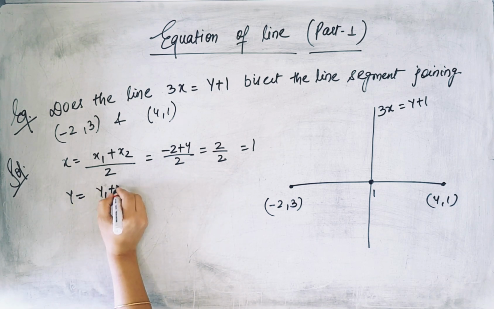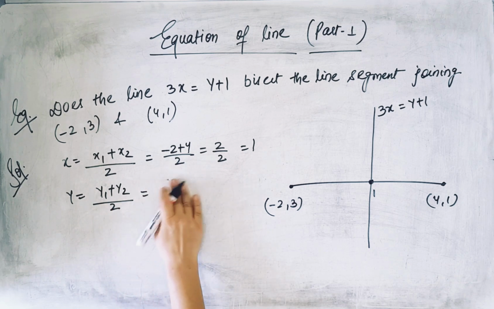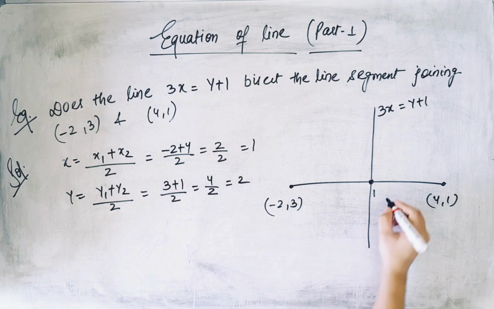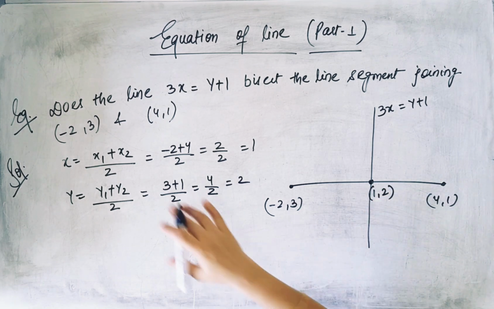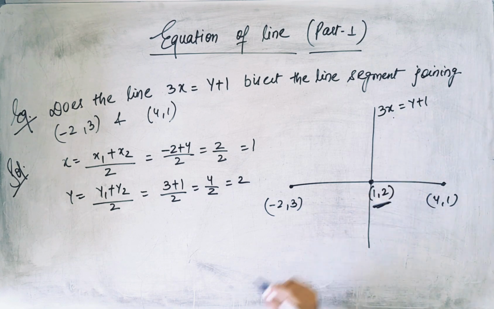And y is equal to what? (y1 plus y2) by 2. That means (3 plus 1) by 2, 4 by 2, it will be 2. So the y coordinate will be 2. So what they have asked now in the question is whether this point lies on this equation or not.